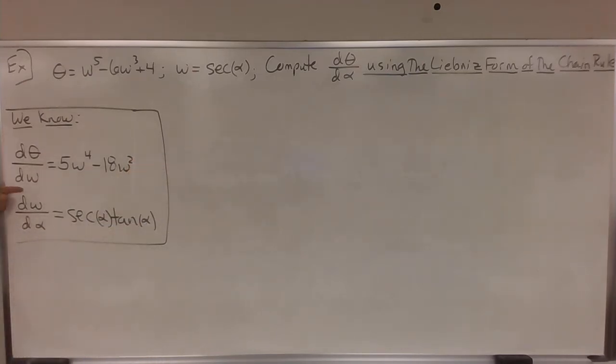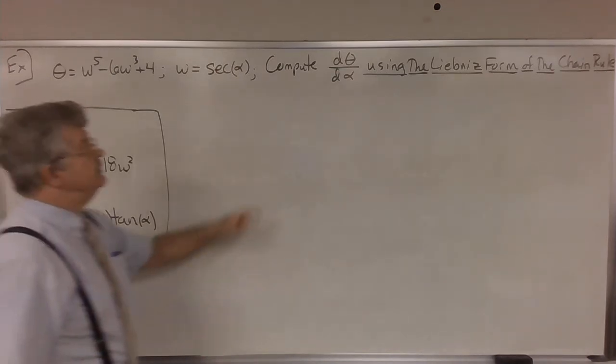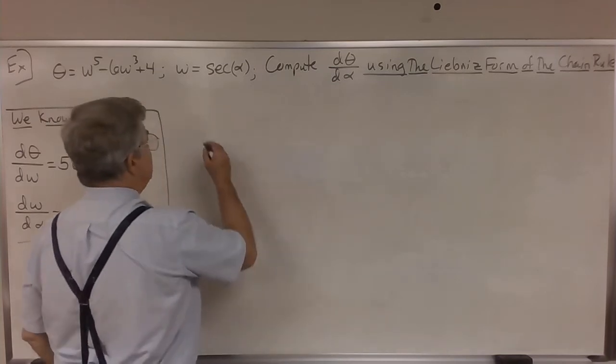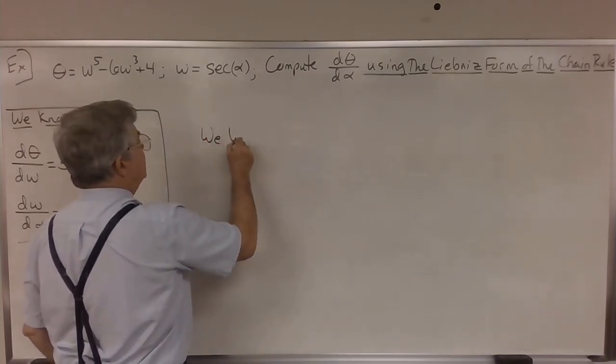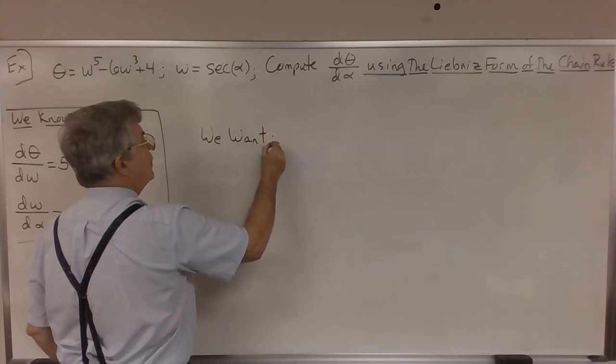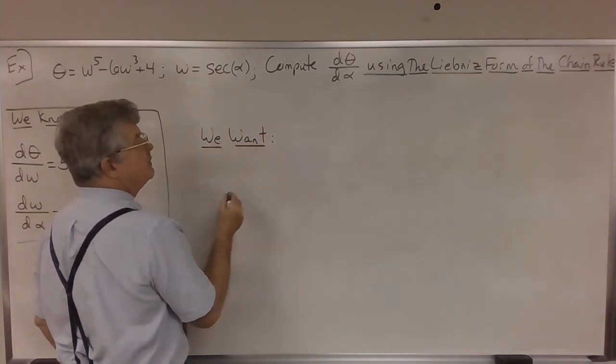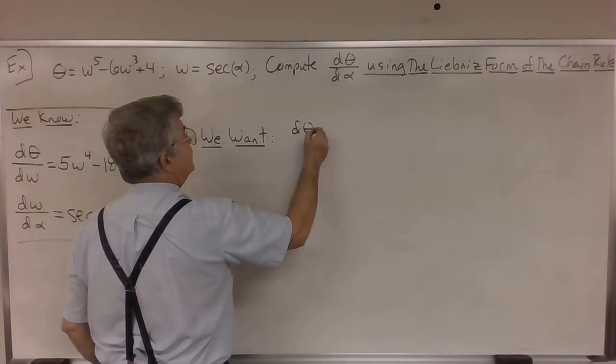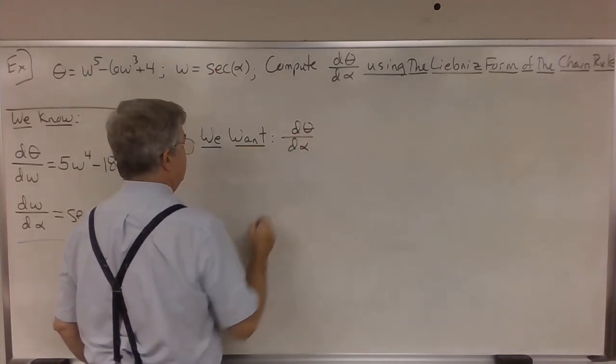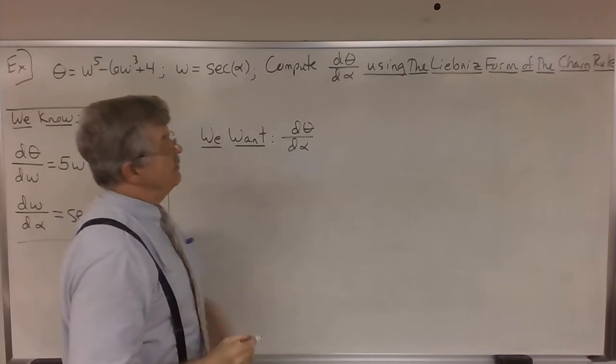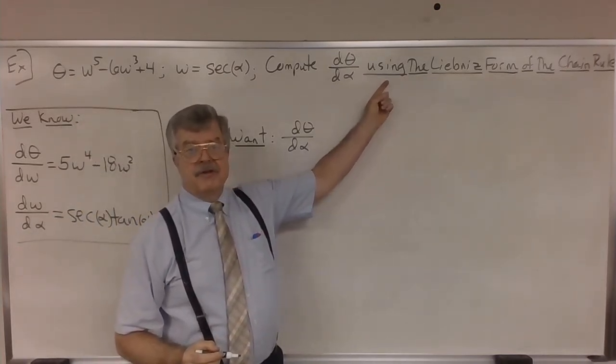So these are the things that we now know, things that we could easily deduce from the information given. Now, are either of these things exactly what we want? No, we want d theta d alpha. So we don't have what we want yet. So let's write down what it is that we want so that we don't forget what we're trying to do. We want d theta d alpha. And we have to use the Leibniz form of the chain rule to get it.